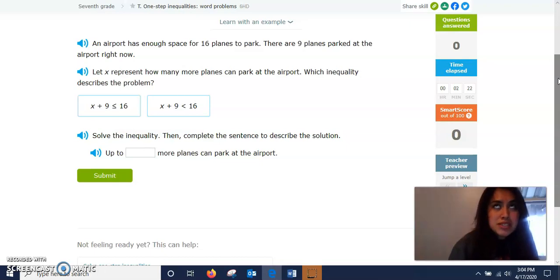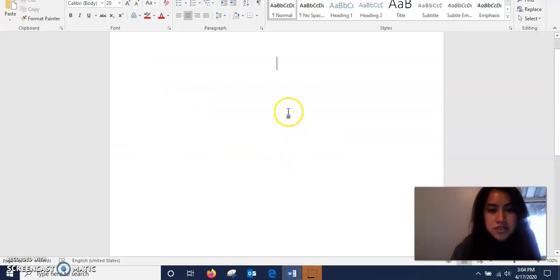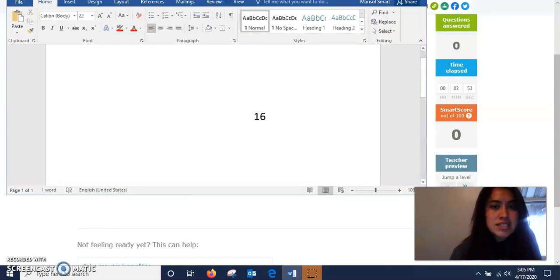Okay, so let's summarize. We know that the airport can only hold 16 because it has enough space for 16. So I'm going to put it right here. That's the amount it can hold. On this side, I need to determine a number less than 16. And let me tell you why it has to be a number less than 16.